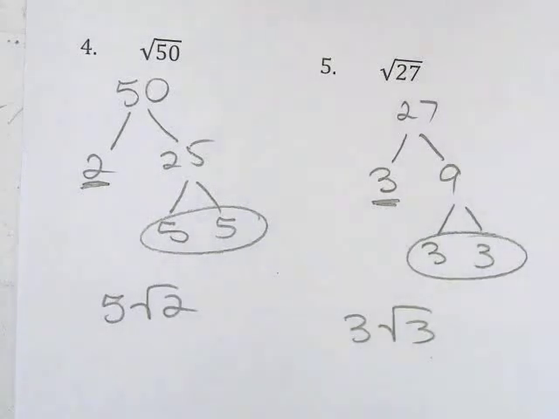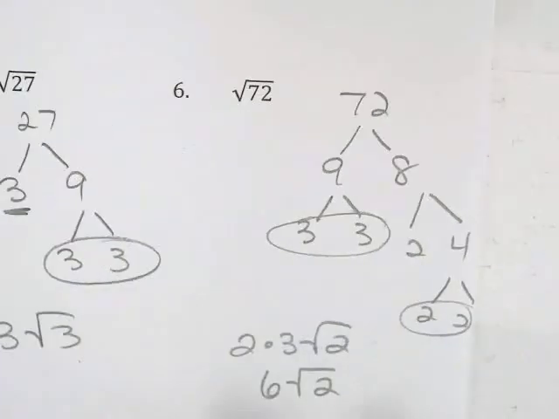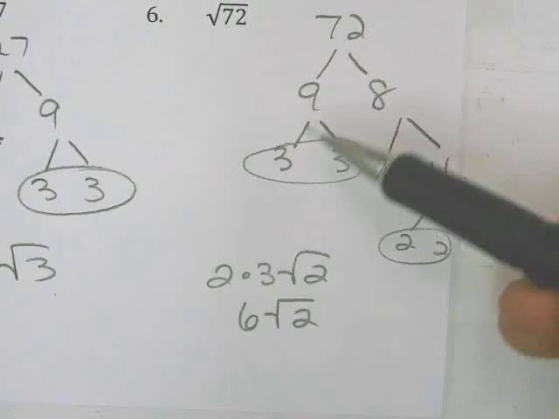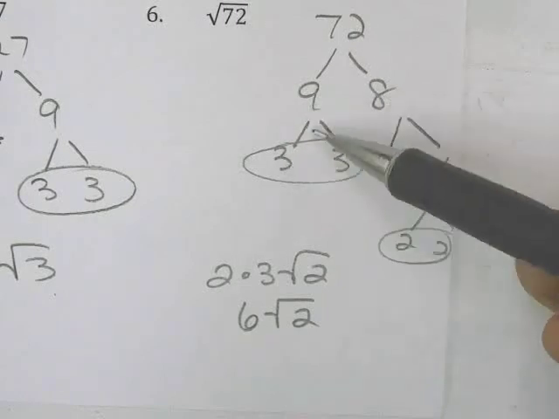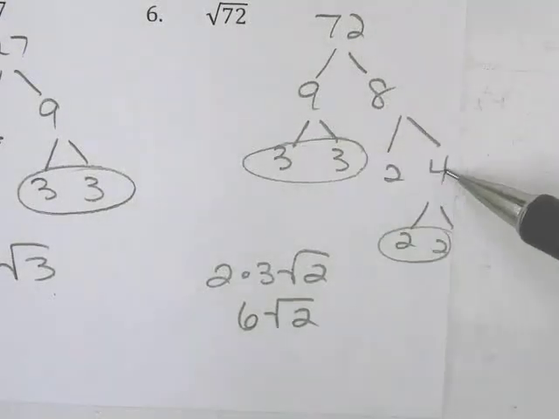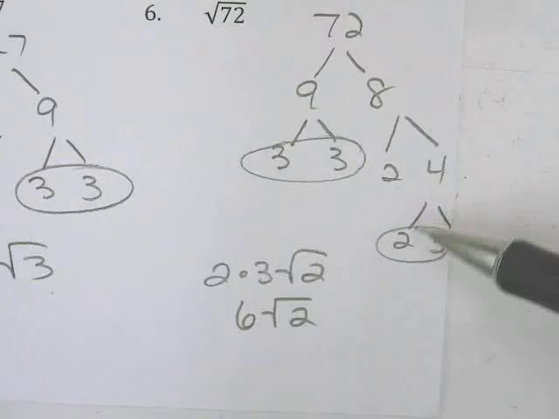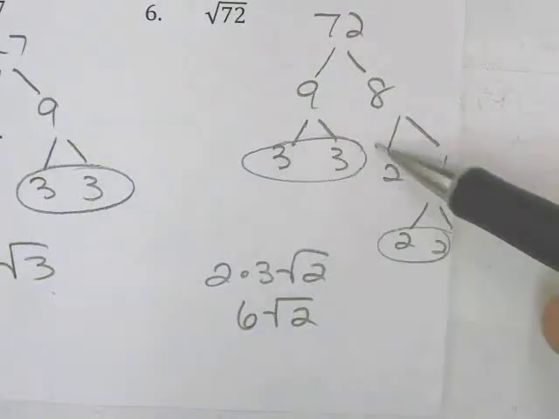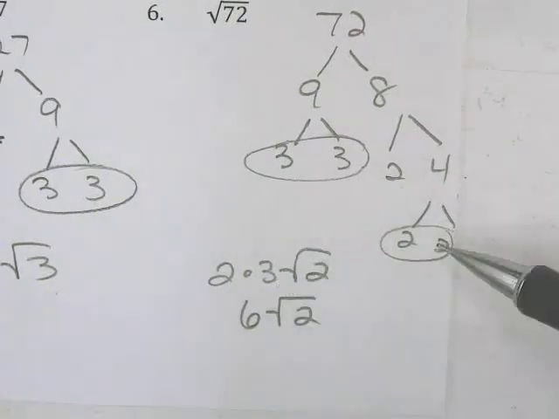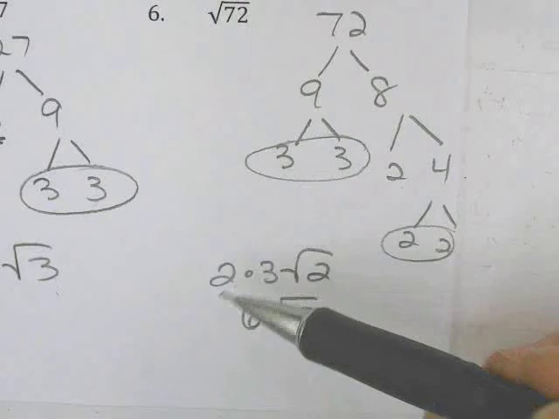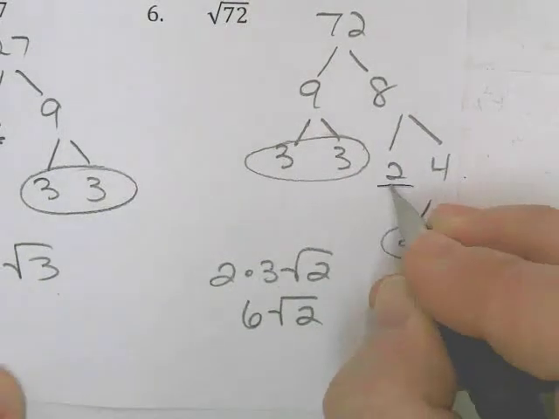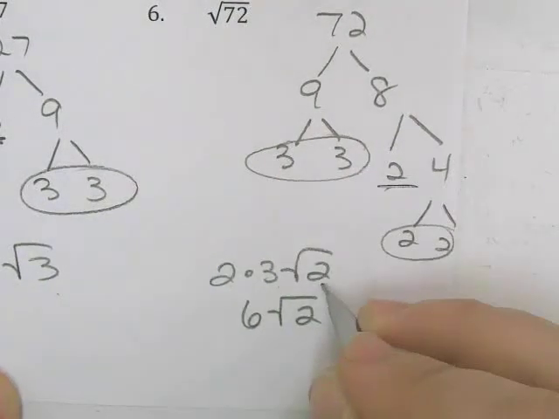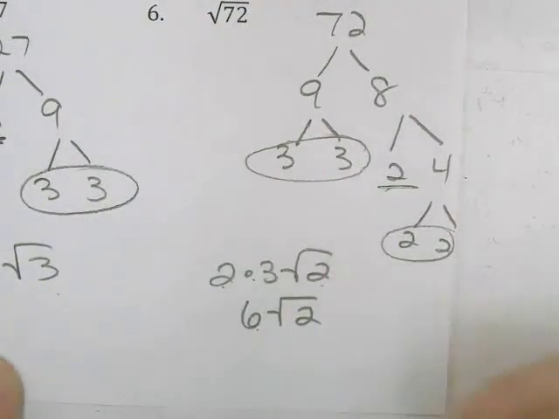All right, 72 was 9 times 8. 9 times 8, so that makes it 3 times 3, and then 2 times 4, which makes this 2 times 2. I had a pair of 3s, so it came out. A pair of 2s, so it came out. But then I had a lonely 2 here underneath, so it stayed underneath. And 2 times 3 is 6, so it's 6 square root 2.